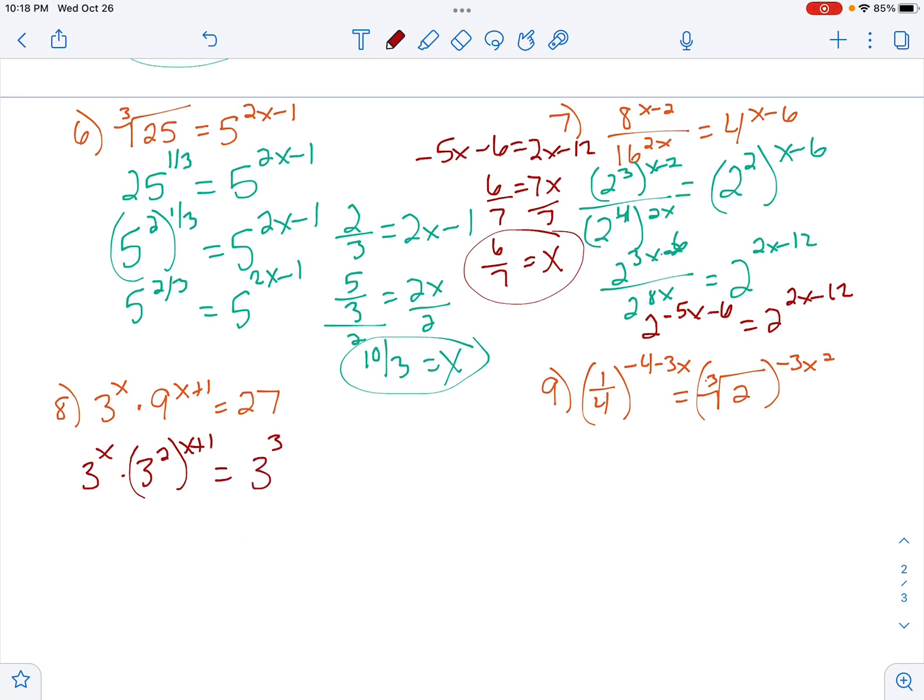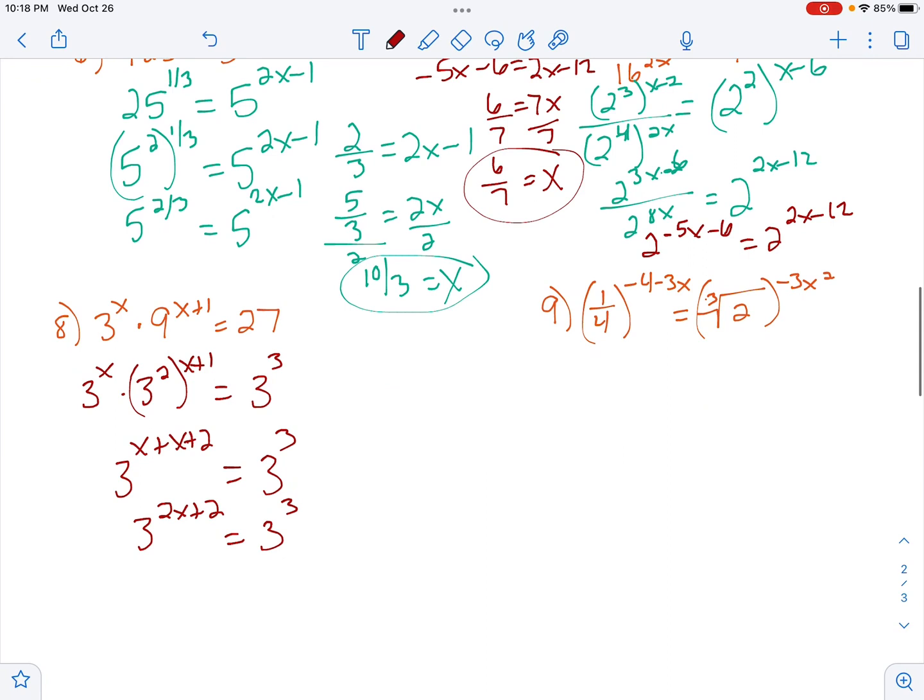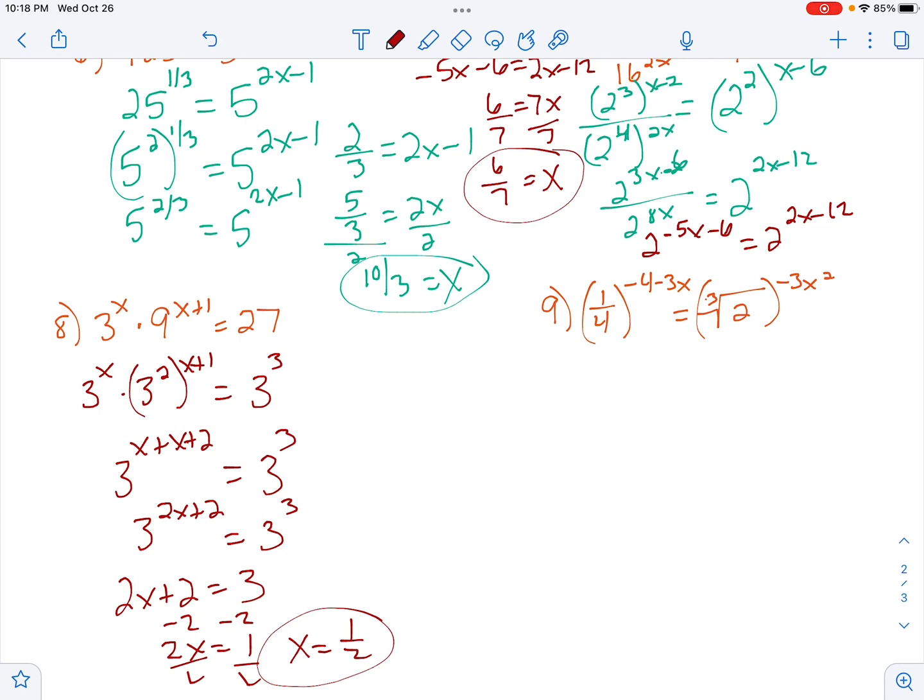Now this one has multiple steps. I'm going to have to simplify the left and then set equal. So when we multiply our bases, the bases stay, the powers add. So really we have 3 to the 2x plus 2. And now we can set everything equal, and then solve. So x equals 1/2.